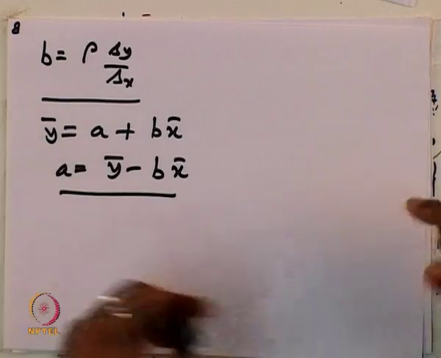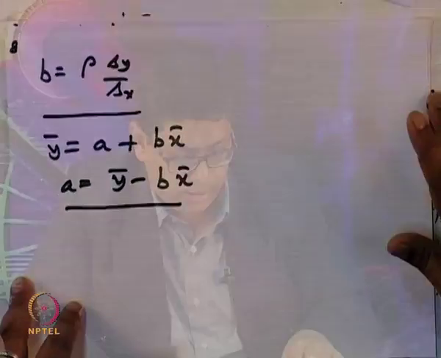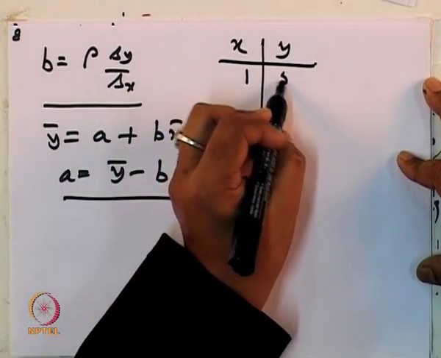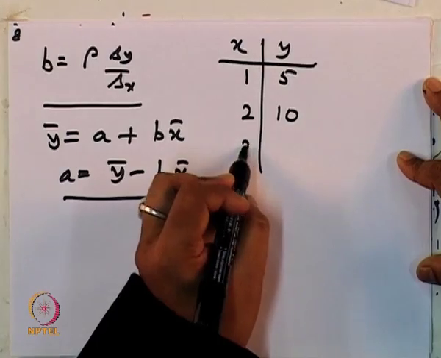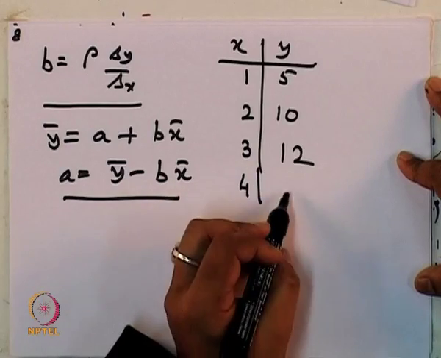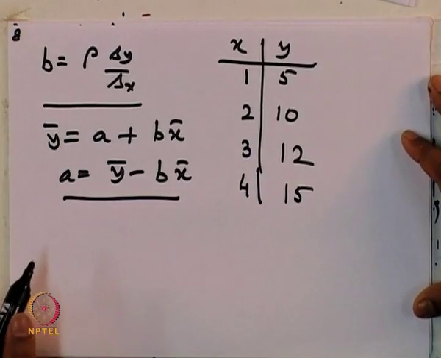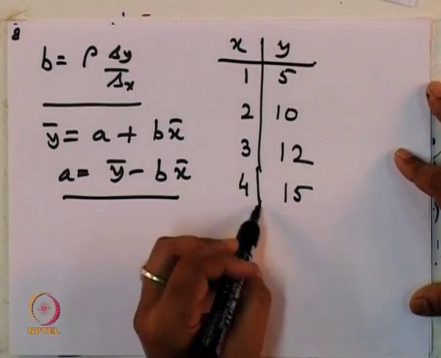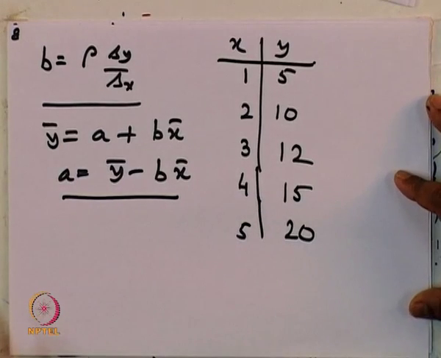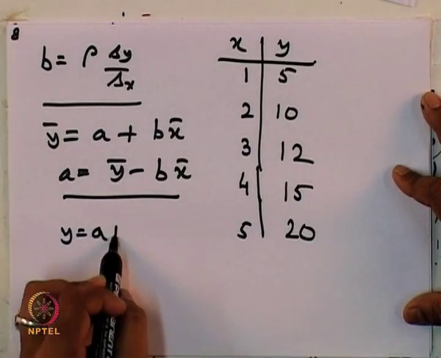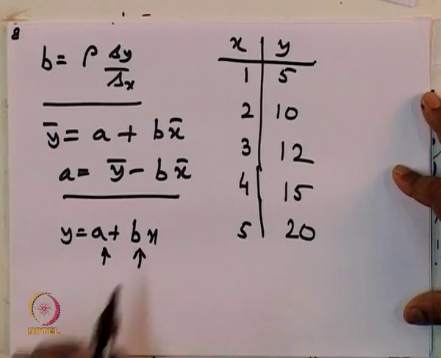So, let us work out a specific case and see what value we get for x and y. Let us take a very simple example. So, these are our 5 values. This is my x and y data, and I want to find out y is equal to A plus B x, and what our values A and B are respectively.